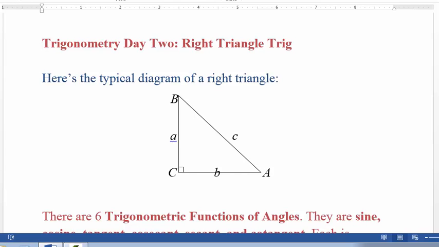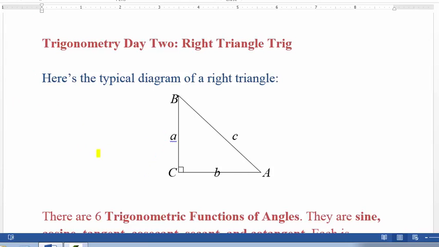All right. Now, when you get into pre-calculus, you'll actually do unit circle trig, which is a little bit different than right triangle trig. I mean, it's still related. It's still the same thing. It's just looking at it from a different perspective. So we're going to deal with right triangle trig. So here's the typical diagram of a right triangle.